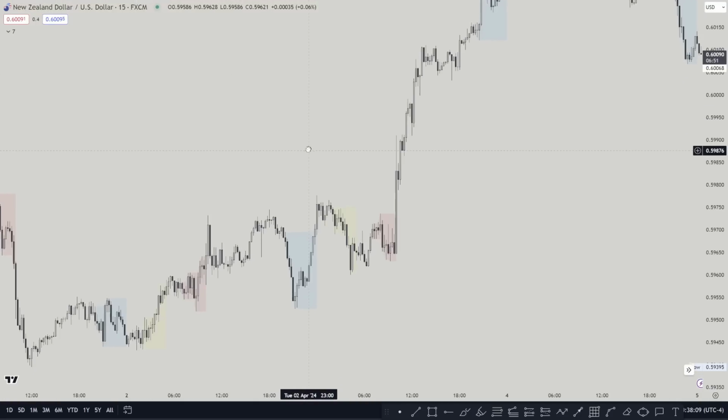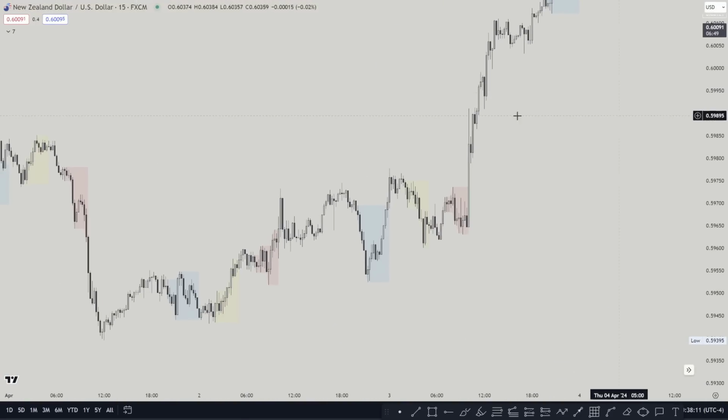This is New Zealand dollar and US dollar. I'm going to be taking a look at the chart, explain what is happening based on this chart, and then at the end of the video, give you a quick summary about what we want to look at, okay?